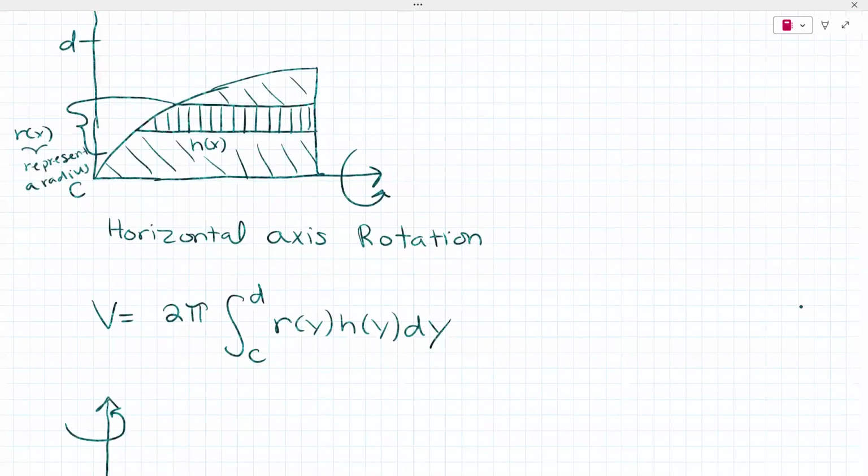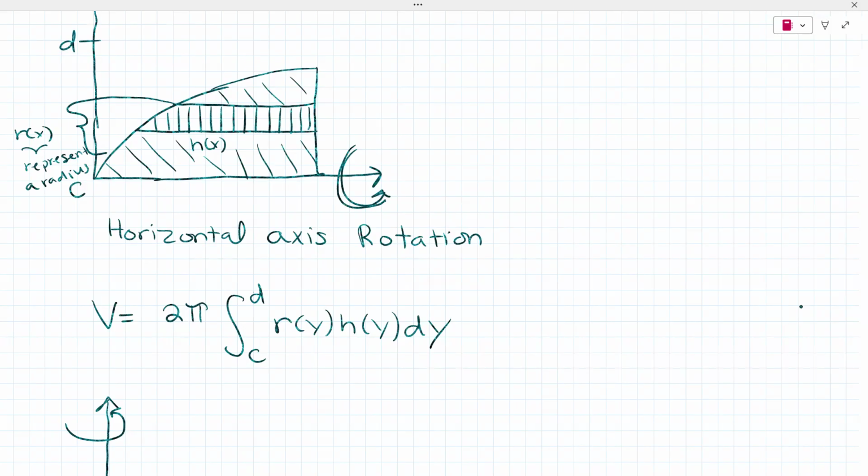And here's a typical formula. V equals 2 pi integral from c to d of R of y times h of y dy. So why is it in terms of y? Well, because we are revolving on the horizontal axis of rotation, right? You're revolving around here. That means everything has to be in terms of y because you're going parallel, right?